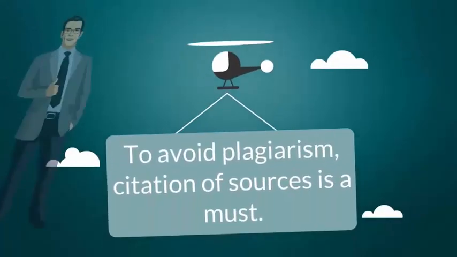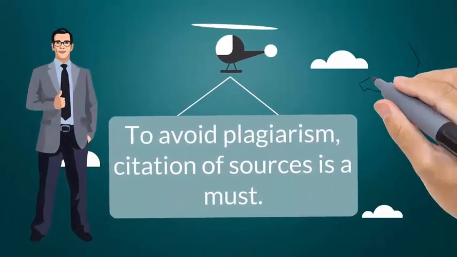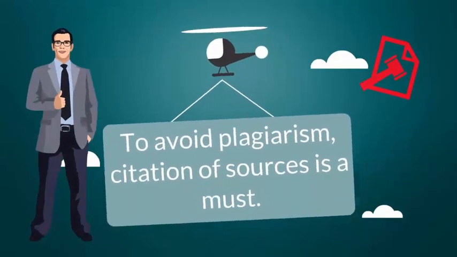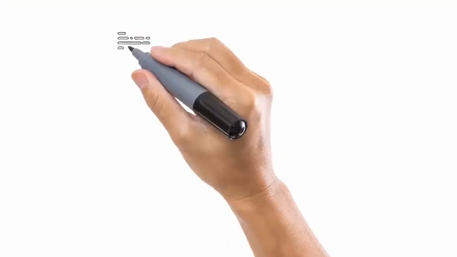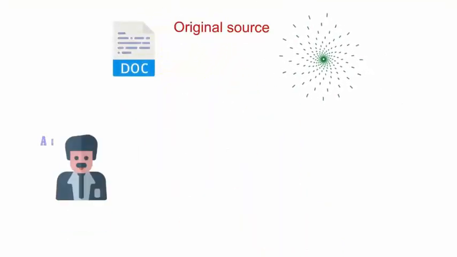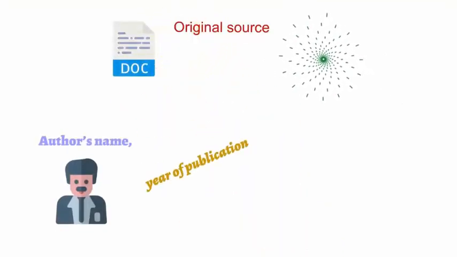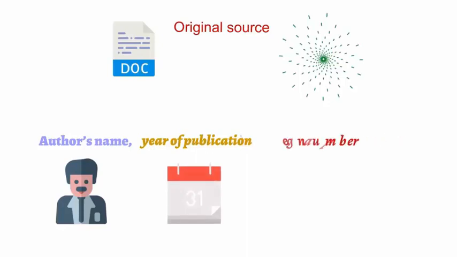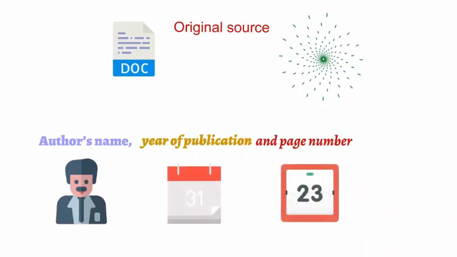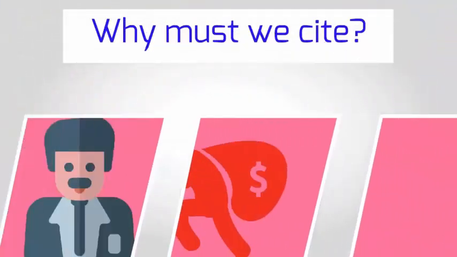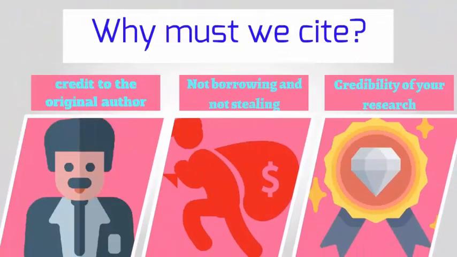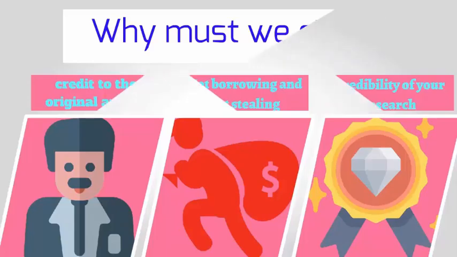As discussed last time, proper citation of the source is key to avoiding plagiarized work. But let's see what citation is exactly. Citation is the documentation of the original source. It is the address to the quote and includes the author's name, year of publication, and page number of the document. There are three main reasons for citing: to give due credit to the original author, to ensure that you are not borrowing or stealing, and to enhance the credibility of your research.